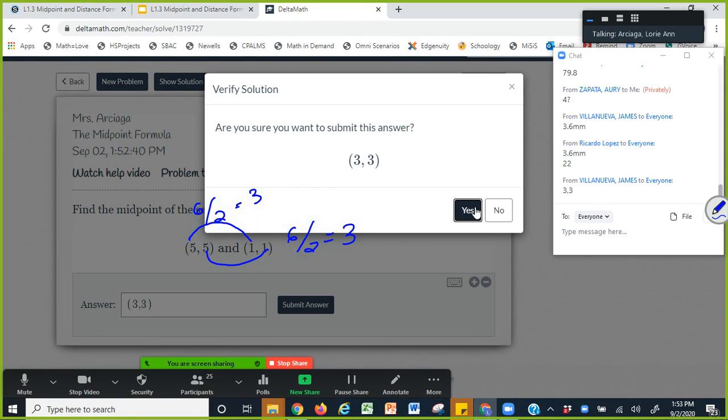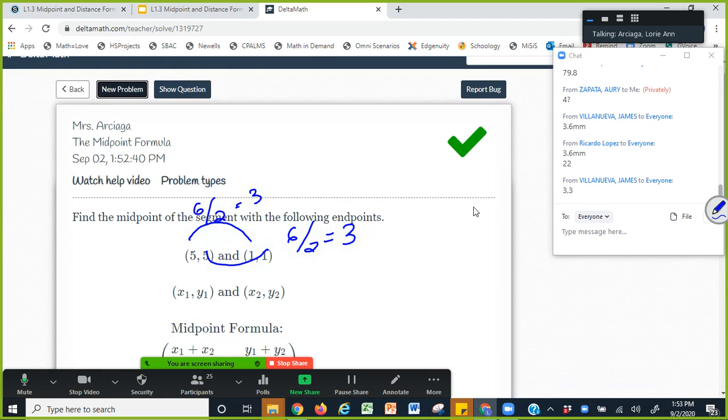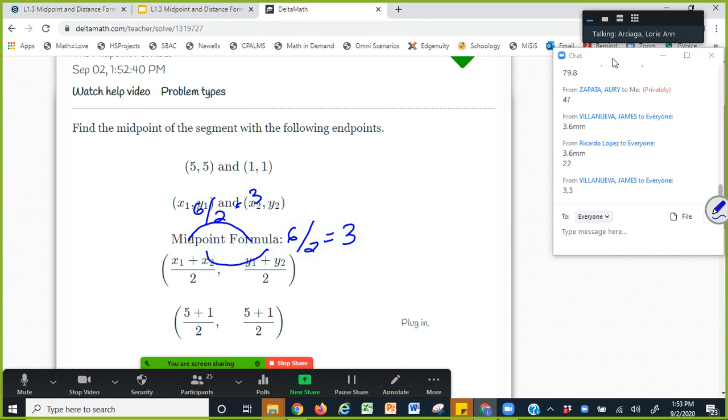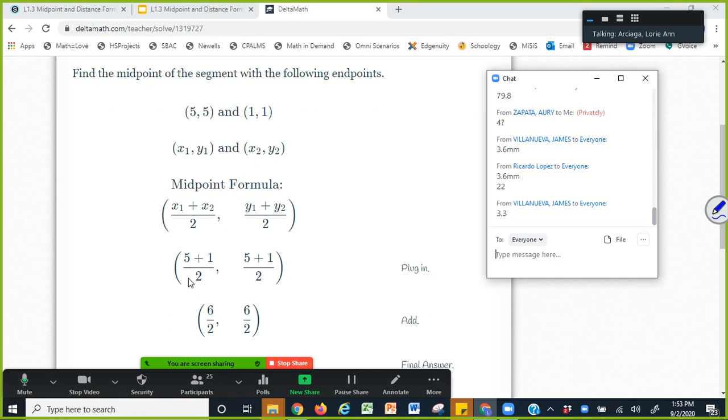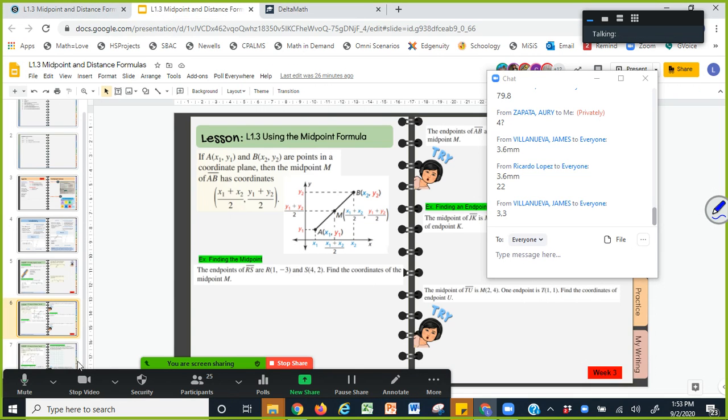All right. And again, be mindful of the order. Addition is commutative, but I said to do it in order because the very first numbers will give you the x coordinate of the midpoint. So if you switch them around, if the numbers are different, then you might get it wrong. Okay?